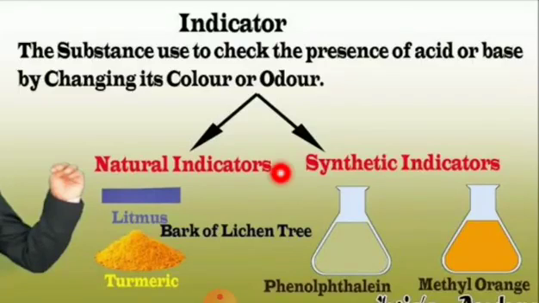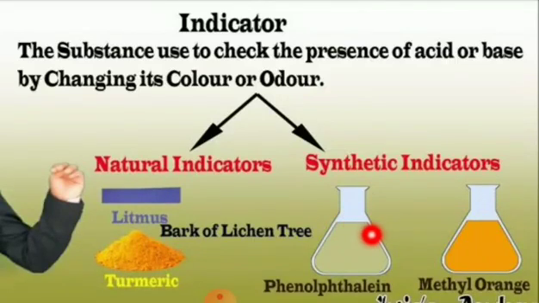So indicators are classified into two types. One is natural indicators, another one is synthetic indicators. In this session we will discuss these synthetic indicators. Our syllabus also covers this topic only. Okay, students, let us see. A synthetic indicator is an indicator prepared from artificial substances. So phenolphthalein and methyl orange are examples of synthetic indicators.